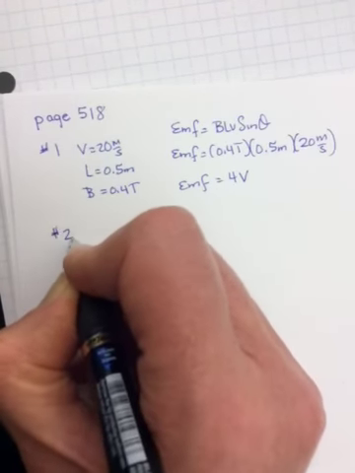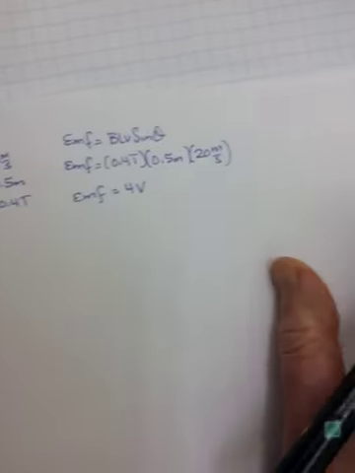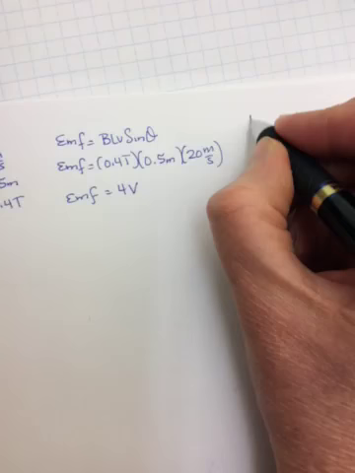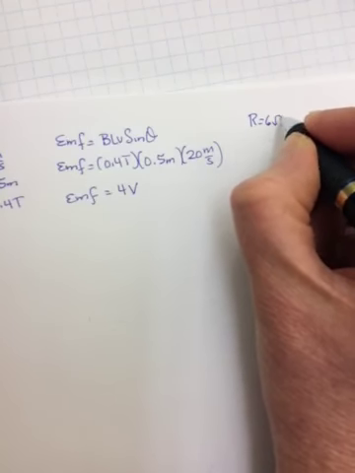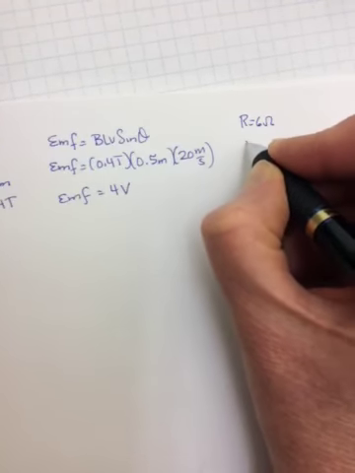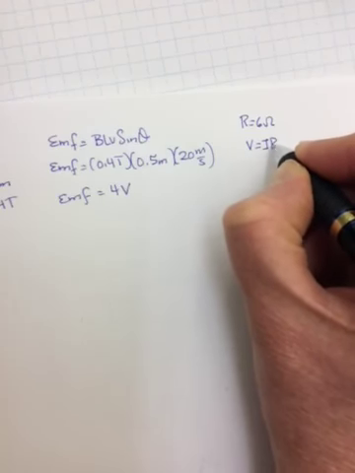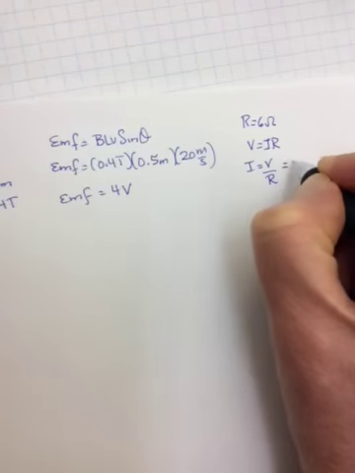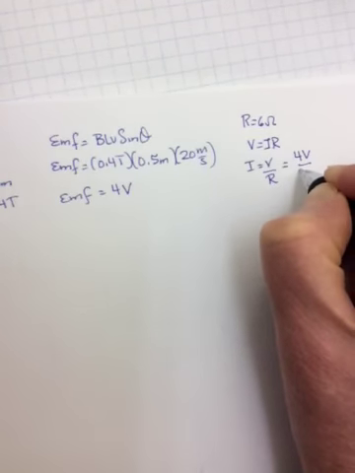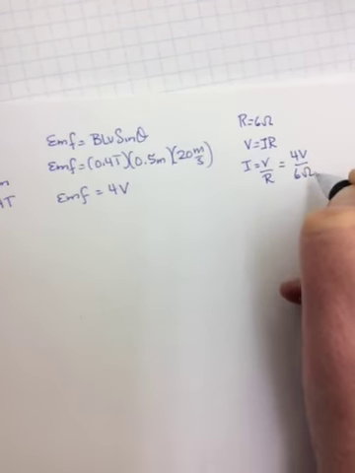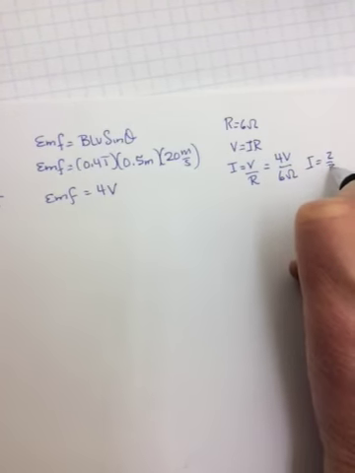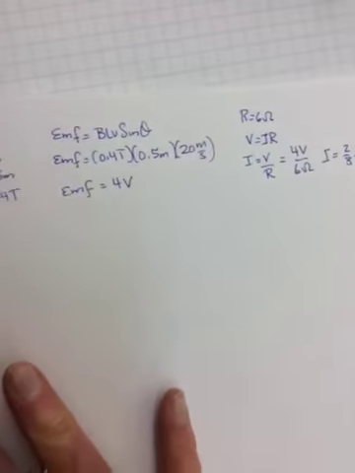Oh, sorry. There's a part B. The wire is part of a circuit of total resistance of 6 ohms. What is the current? So V equals IR, so I equals V over R. So that's my V, 4 volts. My resistance is 6 ohms. So my I is 2/3 of an amp, or 0.6 repeating, but that would just be messy.